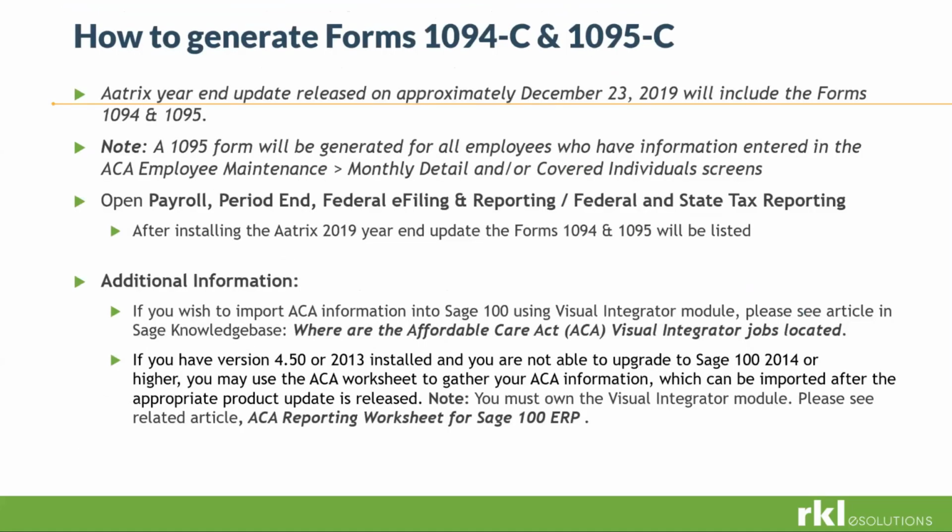Okay. And Atrix is where you would produce these forms. A 1095 form is generated for each employee who has information in the employee maintenance under ACA. So you would go to Payroll, you would go to the period end menu, and then you would go to either Federal eFiling and Reporting for 2017 or Federal and State Tax Reporting for 2018 and 19.